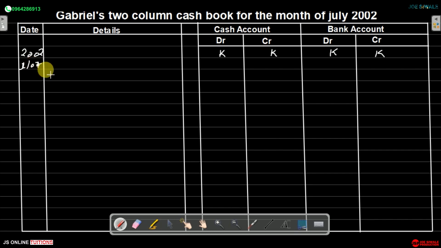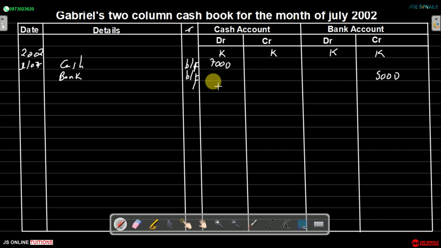So on the 1st of July, we have cash, and cash showed a debit balance which is 7,000. So we're going to record 7,000 on the debit side. And we know that this is balance brought forward, so in our details section there, we're going to say balance brought forward. Then we are also being told that bank is on the credit side with the amount of 5,000. So we say bank. This is also balance brought forward, so this is going to be recorded on the credit side as 5,000.